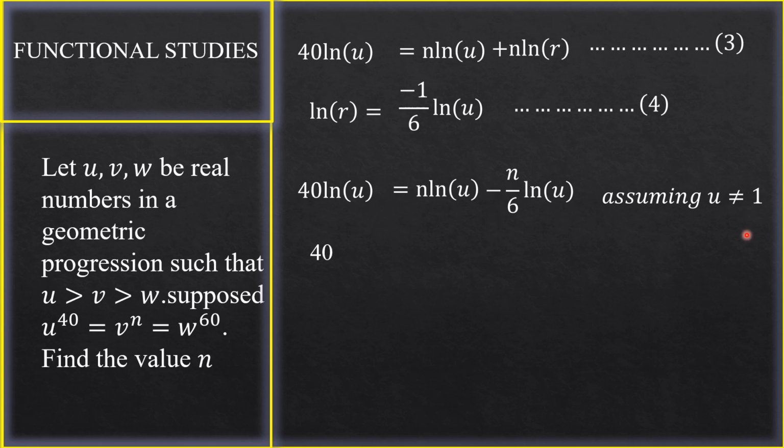Okay, so from here, if we assume this, we can cancel out the natural log of U, and be left with 40 equals to N minus N on 6. So from here, this is just a linear equation, we can multiply both sides by 6. That will give me 240 equals to what? 6N minus N. Finally, 6N minus N is 5N, so we have 240 to be equal to 5N, and dividing both sides by 5 gives us N to be equal to 48.